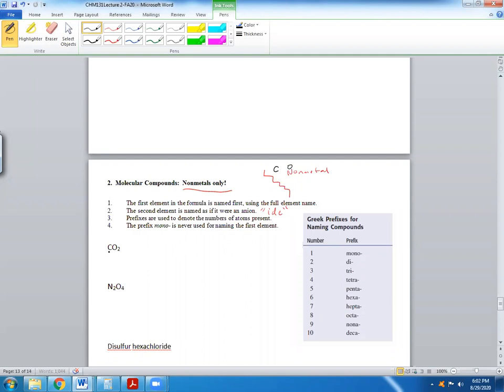Then you name the first element. It's called carbon. Now 2, right here, 2 is di. And we said it has to end with -ide, and this is oxygen, so it would be called dioxide. So that's where the name comes from, carbon dioxide.